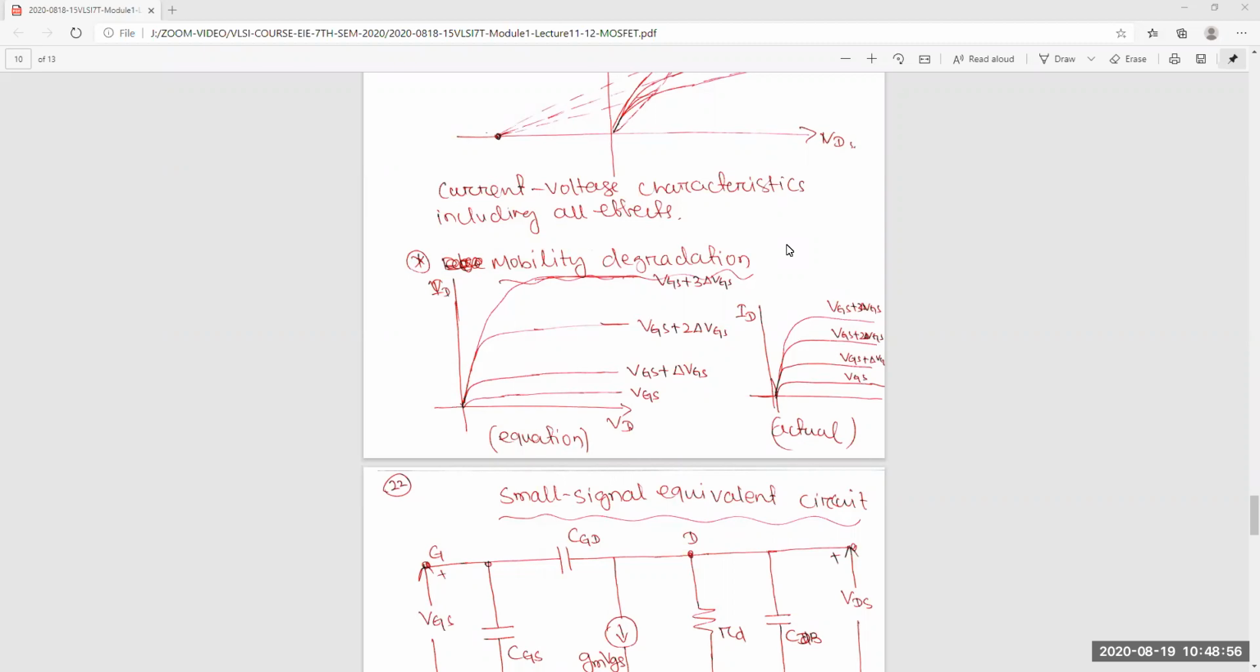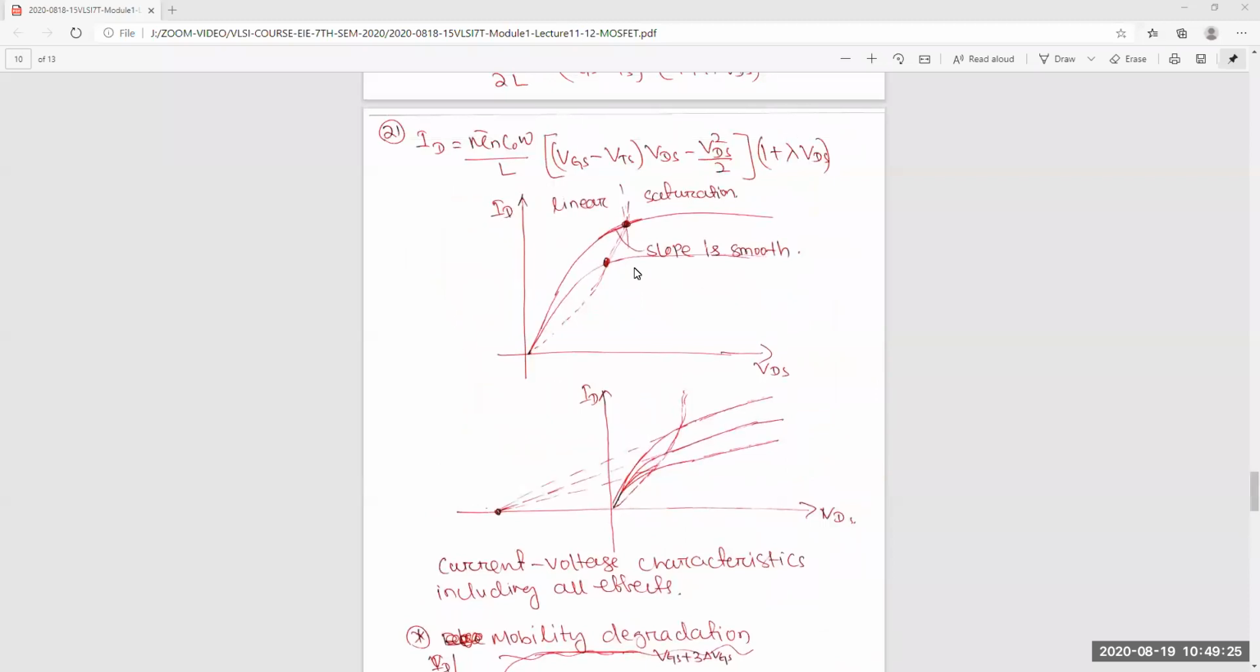In yesterday's class, we discussed all these equations and how to derive them. Also, we discussed channel length modulation, and what the 2/3 power law equations are and how we convert the 2/3 power law to the square law. What is the current profile? These things we have discussed.